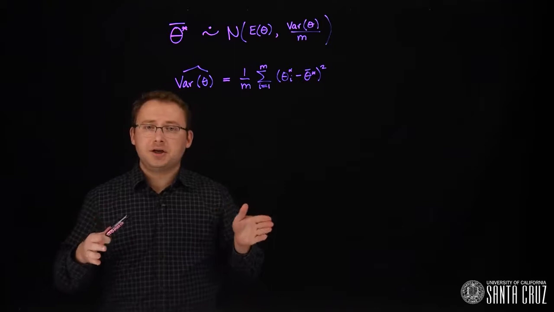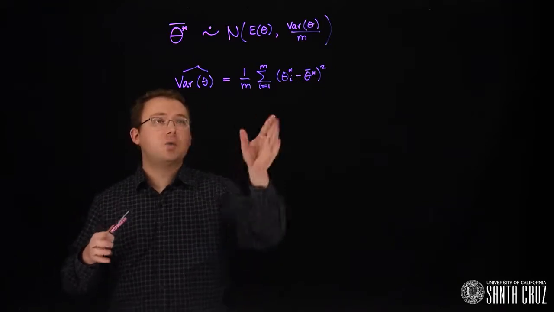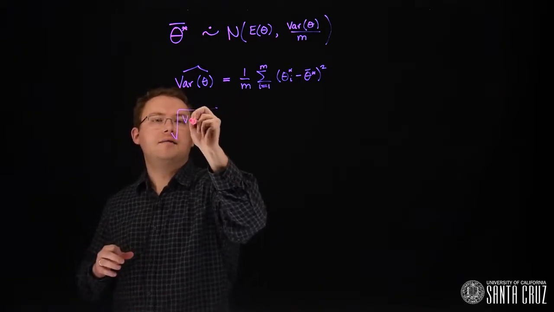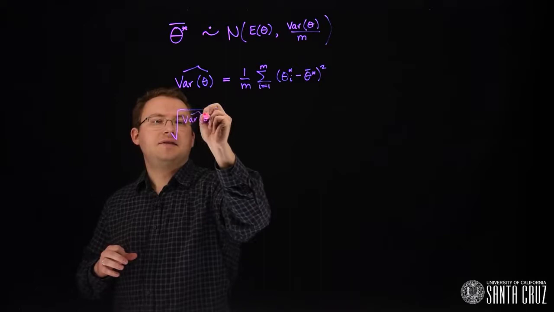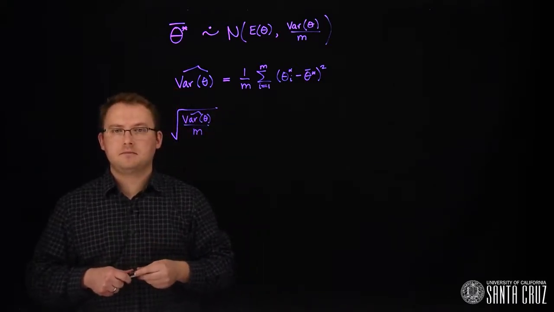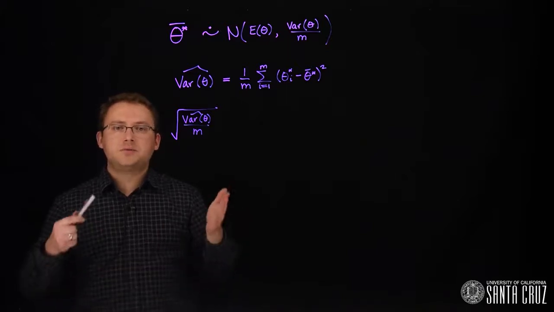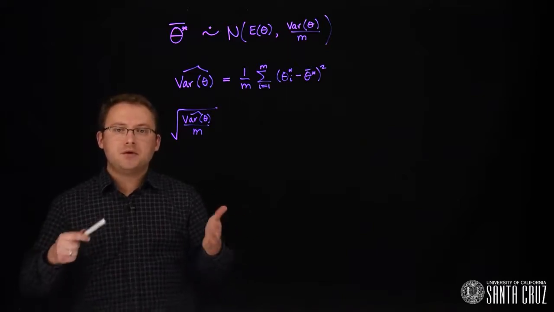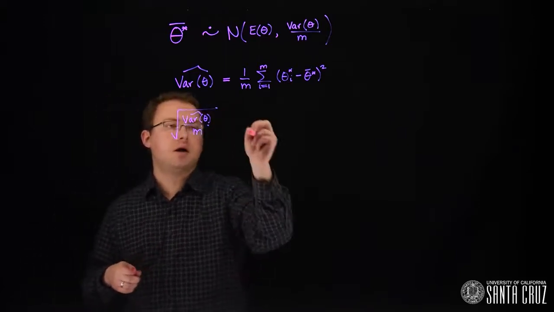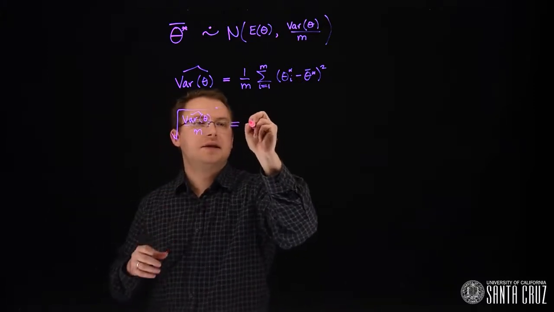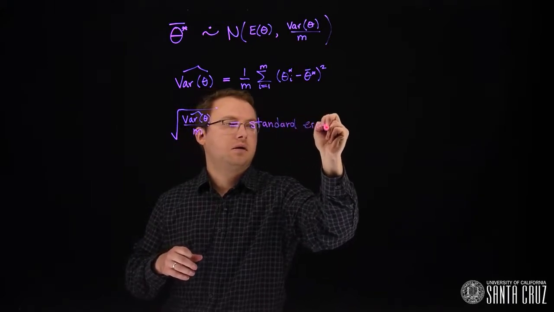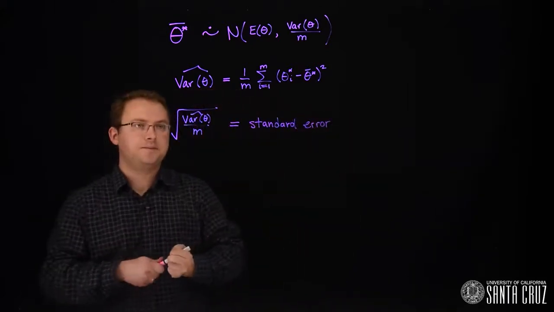The standard deviation of our Monte Carlo estimate is the square root of that. If we're plugging in the value, we'll have the square root of variance hat of theta divided by m. If m is large, it is reasonable to assume that the true value will likely be within about 2 of these standard deviations from your Monte Carlo estimate. We're going to call this the standard error of your Monte Carlo estimate.